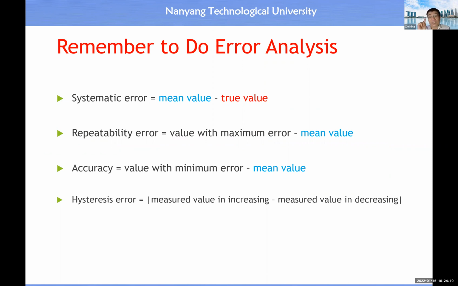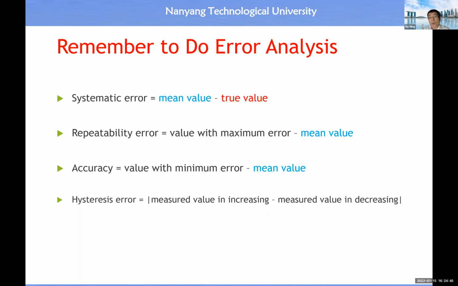However, you need to supply this information to the user of your sensor or to the buyer of your sensor. Therefore, you need to do error analysis. Error analysis means using your new sensor to repeatedly do measurements. Once you give a reference value at the input, you do a repeated measurement 100 times, 200 times. Then you can calculate the mean value, standard deviation, etc. All right. Then you should be able to know what the systematic error, repeatability error, accuracy, etc. are.